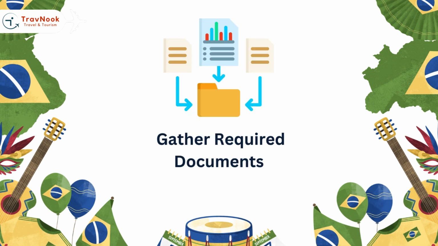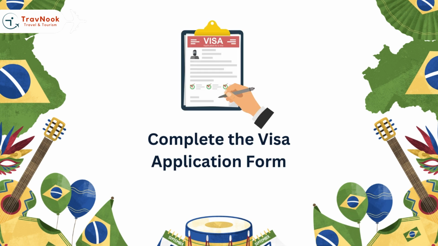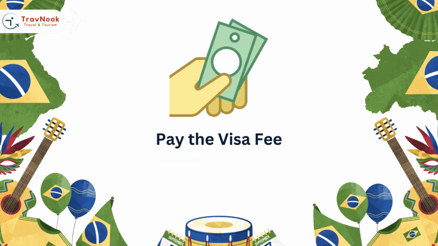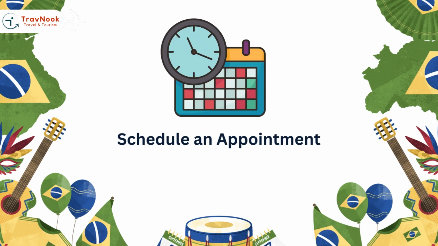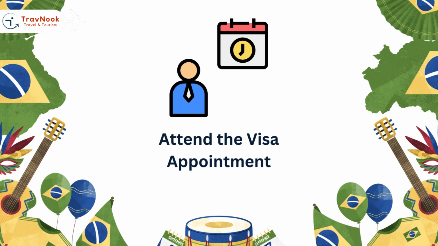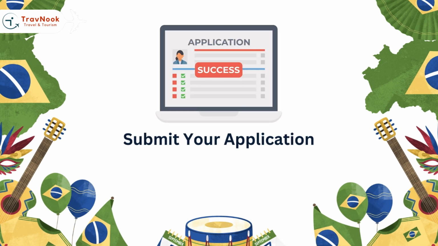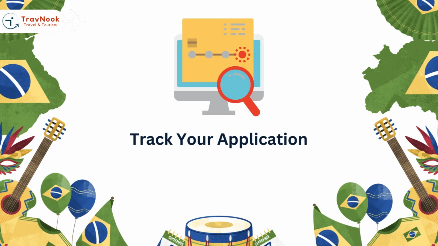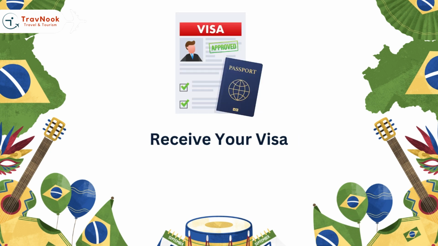1. Gather required documents. 2. Complete the visa application form. 3. Pay the visa fee. 4. Schedule an appointment. 5. Attend the visa appointment. 6. Submit your application. 7. Track your application. 8. Receive your visa.